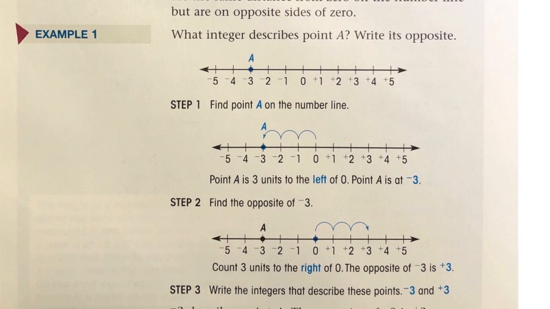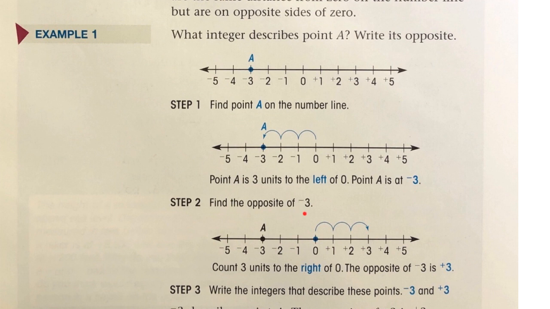For example 1, what integer describes point A? Write its opposite. Step 1, find point A in the number line. Getting ahead of myself. So you can start from 0, and we can count how far away it is. Point A is 3 units to the left of 0. Point A is at negative 3.